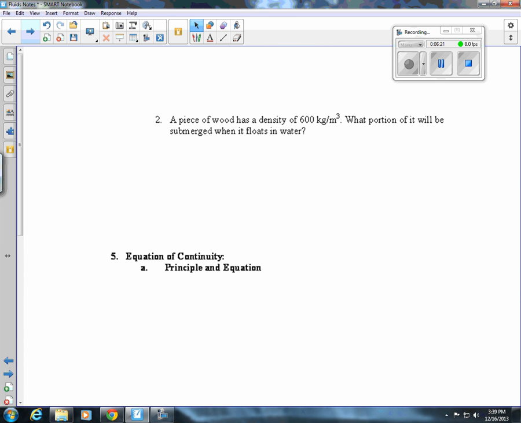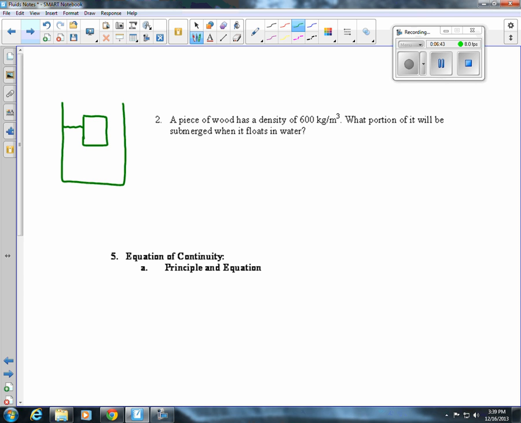Our next example, we have a piece of wood with a density of 600. Its density is less than the density of water, so this one's going to float. And we want to find out what percentage or what portion of it will be submerged when it floats in water. So I'm going to draw a little sketch over here. I have my beaker. All right, here's the liquid. I have the thing floating in the water. And I'm going to call this volume down here the submerged volume. And we're trying to find that, basically.